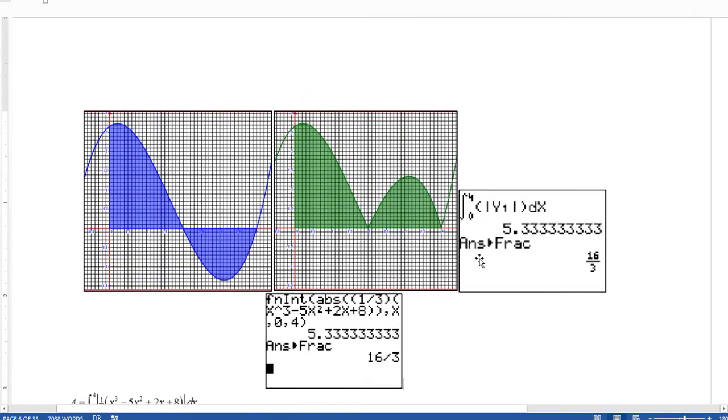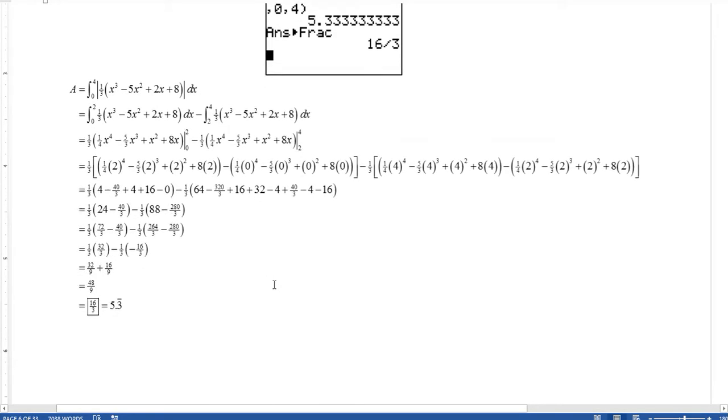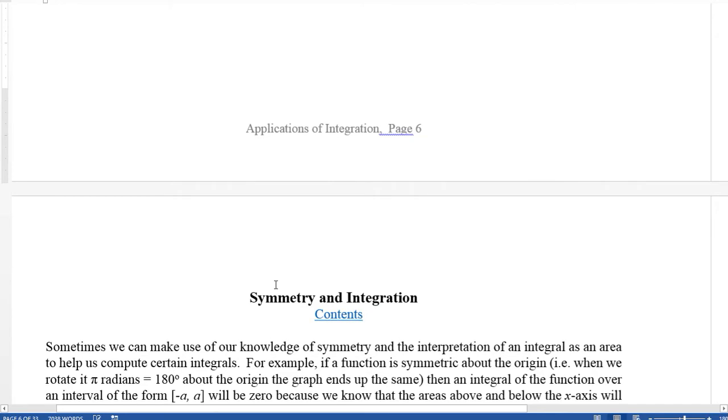In this particular case, this being a cubic, Simpson's rule is going to work perfectly, so you should get an exact answer out of your calculator, which we did. Okay, we'll talk a little bit about how symmetry can help us in our next video.